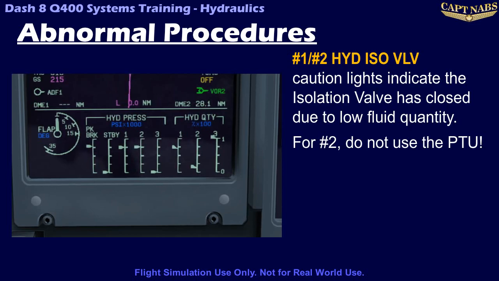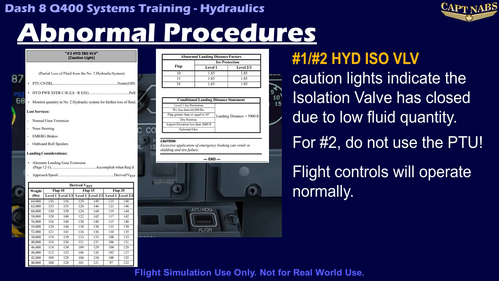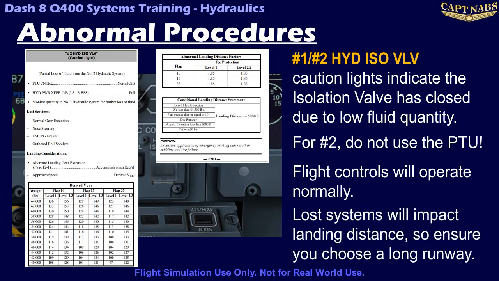In either case, the flight controls continue to function. However, there are a number of subsystems which are lost when the isolation valve closes. That include, depending on the system, spoilers, brakes, and nose wheel steering. While not having an effect in the air, all of these will have an impact on the landing process. Consult the checklist carefully and be sure to select a long runway for landing. The required landing distance will almost double in these scenarios.